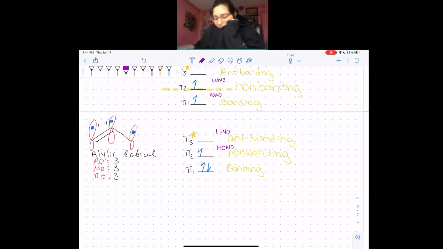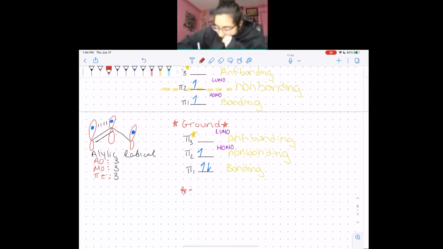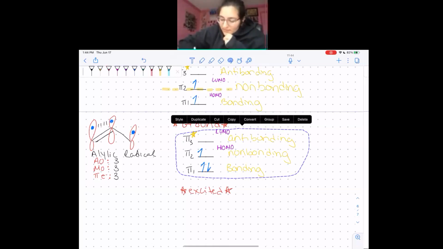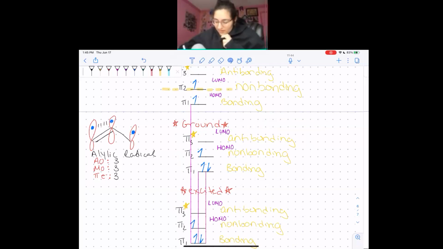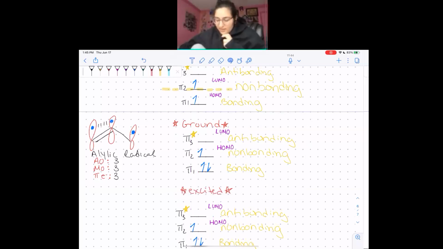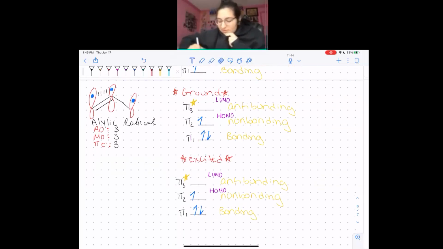Okay, so we are back. And let me just write on here so nobody gets confused. This is the ground state. And so in the excited state, pretty much everything is going to stay the same. So just like before, I'm going to copy and paste the diagram. And what I want you to tell me is what electron are we moving where?